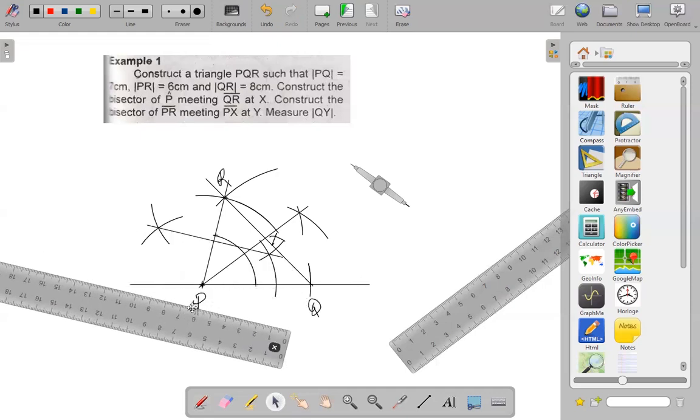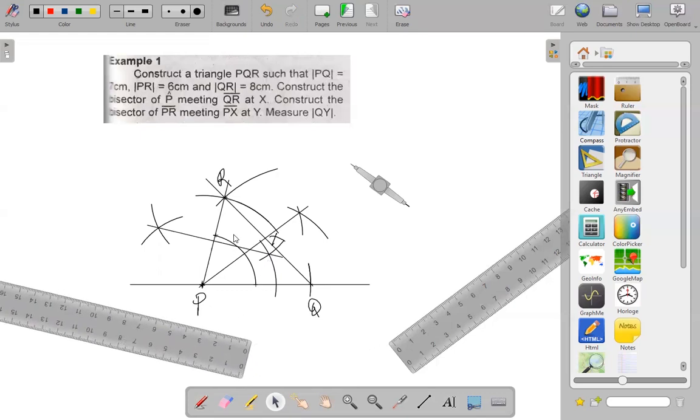Okay, we're going to manage it that way. This one is away a little. So that is the bisector of line PR. And the question says construct the bisector of PR meeting PX at Y, meaning this point here where PX and this bisector meet. We should label it Y. So let's put Y there right now. This is point Y.